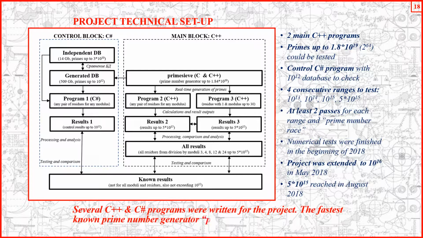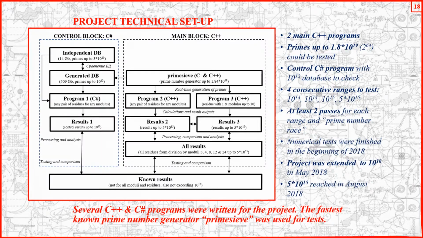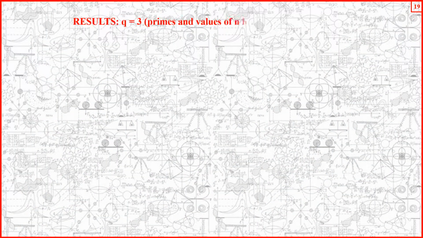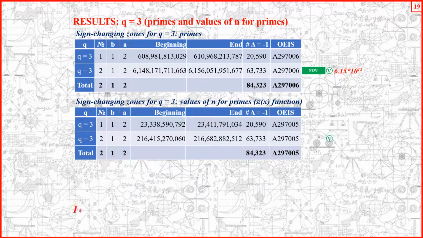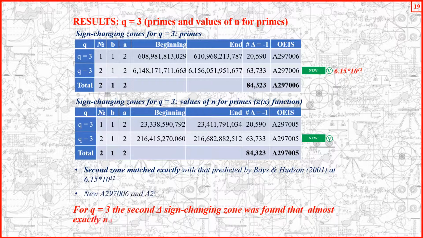After my software was tested and confirmed with previously known numbers below 10 to the power of 12, it was launched on 5 remote Microsoft Azure servers to expand the known range 5,000 times. Then the initial numerical calculations were completed in the beginning of 2018. For Modulo 3 race we found correctly the second zone, previously found with mistakes by Johnson in 2011. This zone matched almost exactly the prediction made by Bays and Hudson back in 2001. In addition, in this and other races, we defined the endpoint for all zones as well as their number of terms.